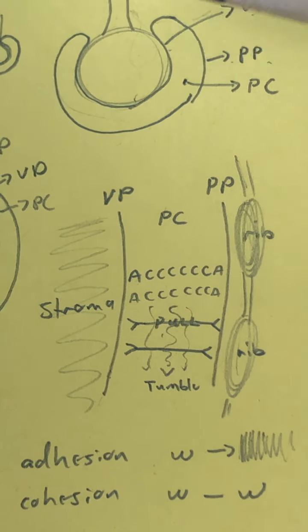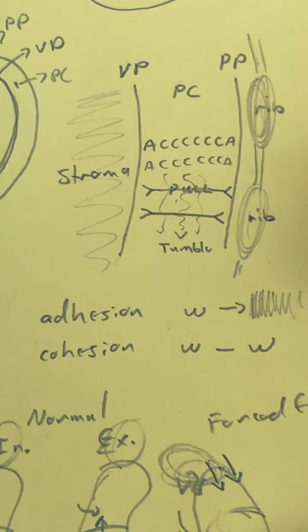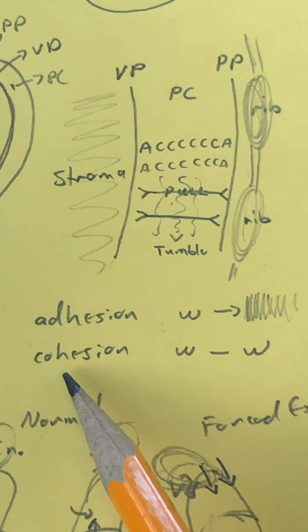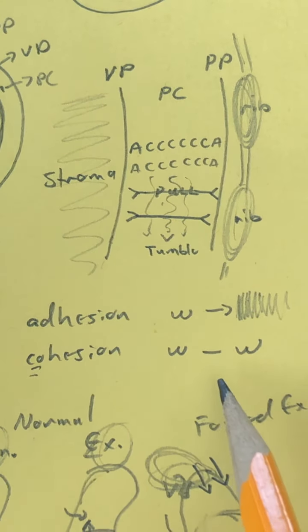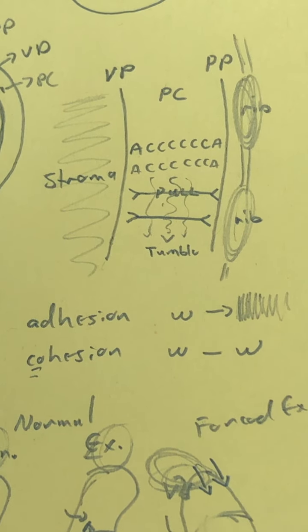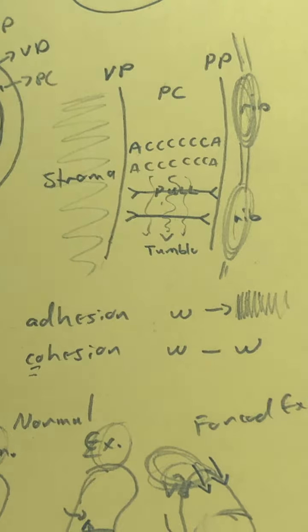Between the two is the pleural cavity, and the pleural cavity is filled with a water-based solution. Now, when it comes to water, there are two very important concepts, forces we have to talk about, and that's adhesion and cohesion. Cohesion, co means together. Cohesion means that water sticks to water. We see this when drops form perfect little spheres or circles and such.